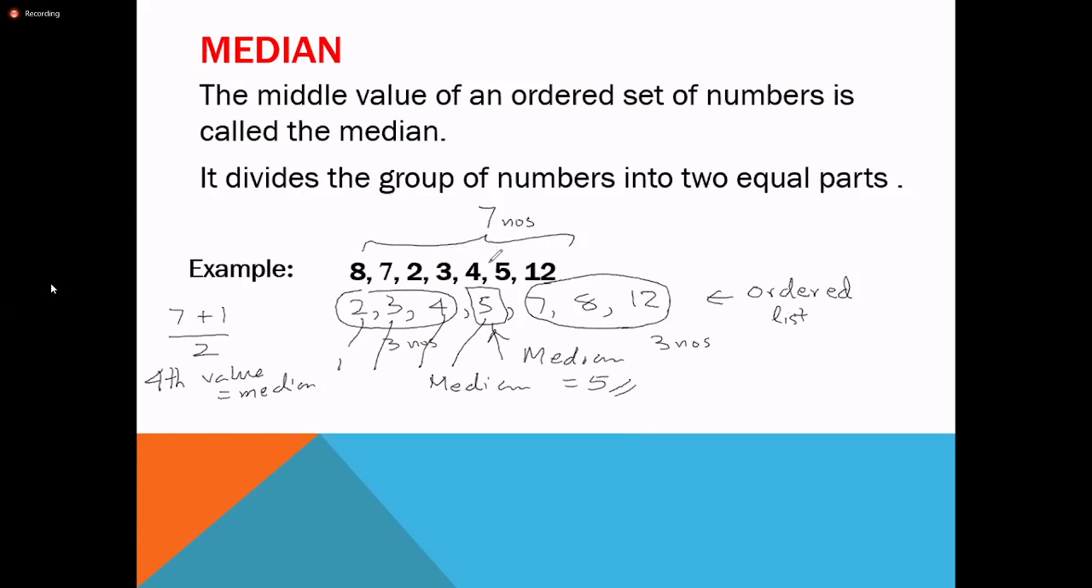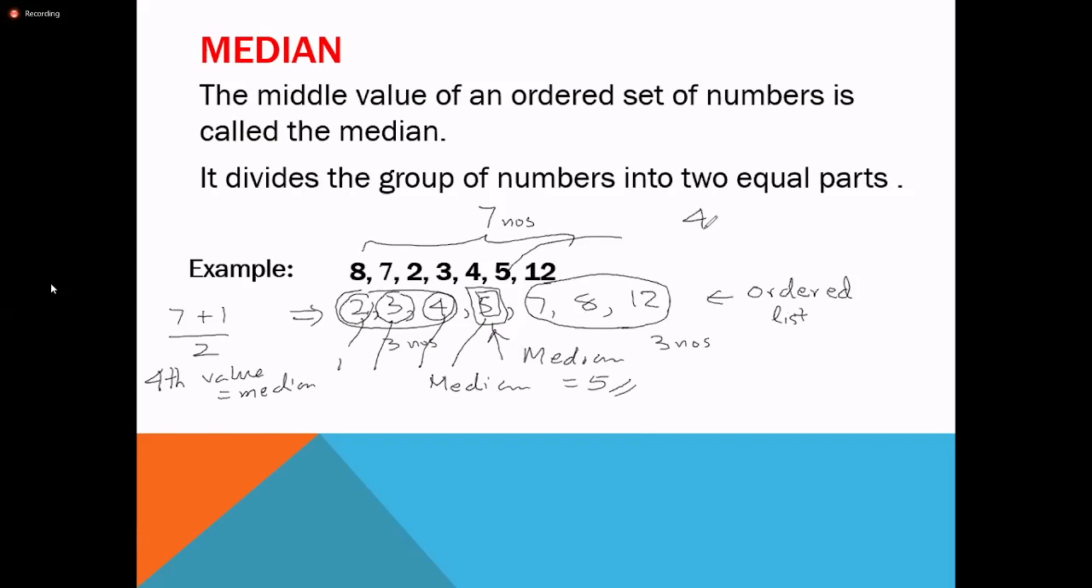What is the positional value? In the ordered list, that is where we have to go. Okay, the 4th value. If you count the numbers from the very first value here, 2 is the first value, 3 is the second value, 4 is the third value, then 5 is the 4th value. So the 4th value becomes the median.